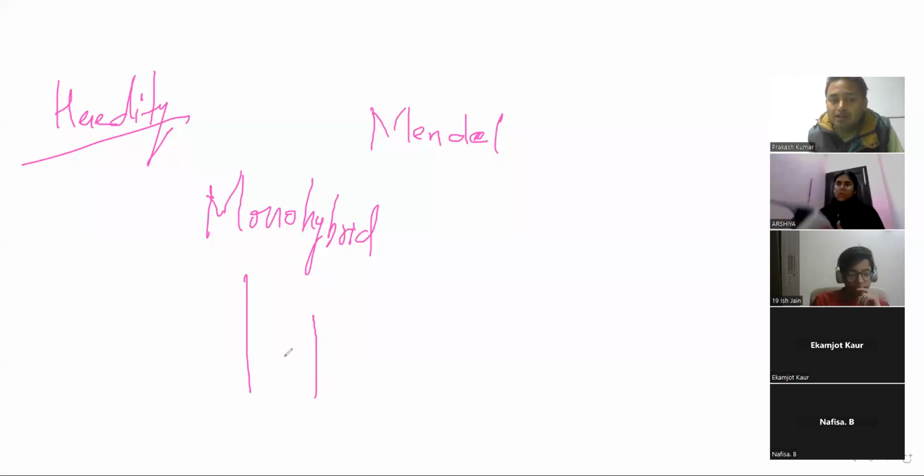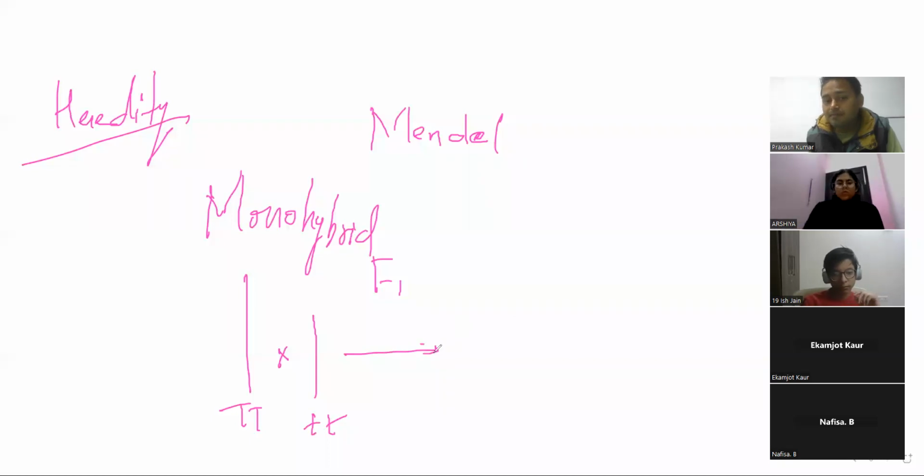So what was the result of the F1 generation? If this one is tall, and this one is small t, what was the result of the F1 generation? Big T and small t. Capital T and small t is the genotype. If I talk about phenotype, what will be the result?